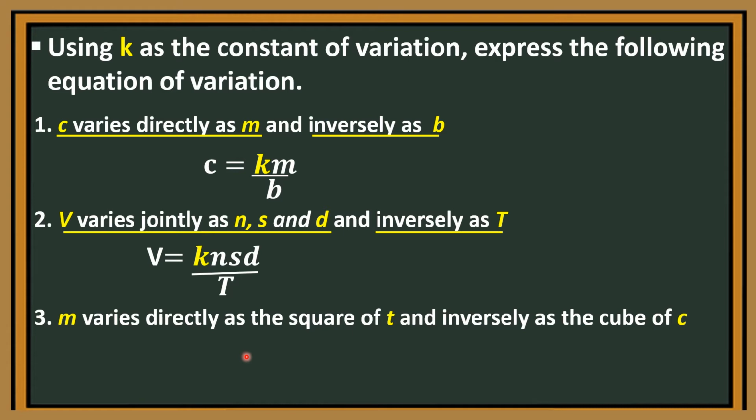Number 3. M varies directly as the square of T and inversely as the cube of C. Keywords, varies directly and inversely. So let us translate. M varies directly as the square of t. In equation, that is m is equal to k times t squared. Since we have here inversely as the cube of c, that is over c cubed.